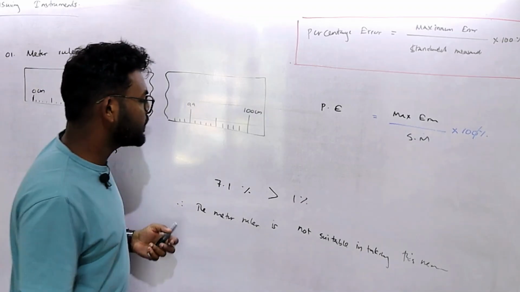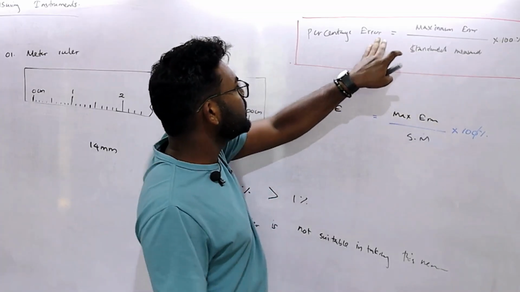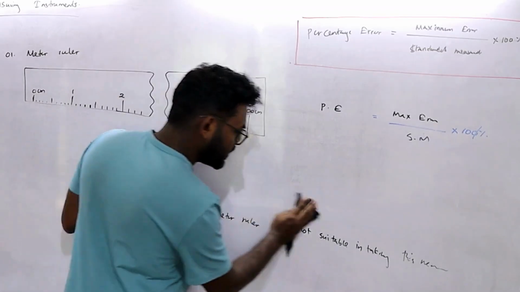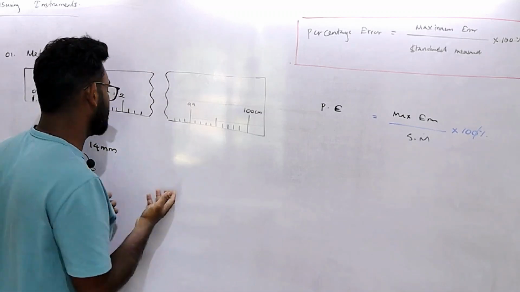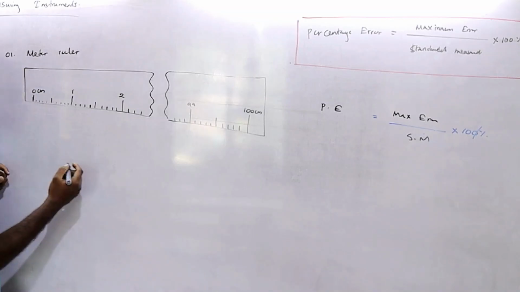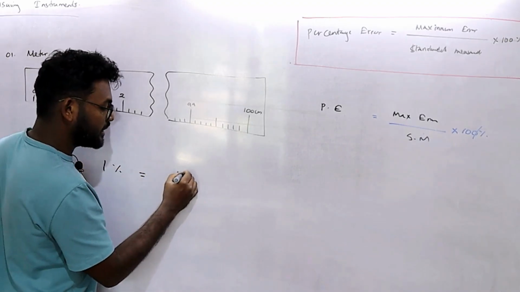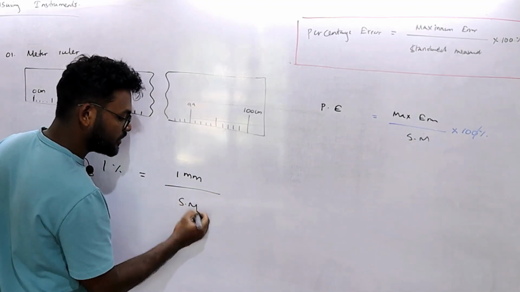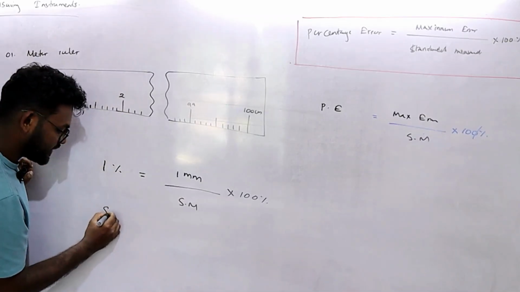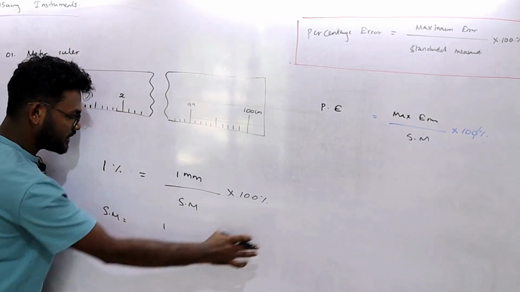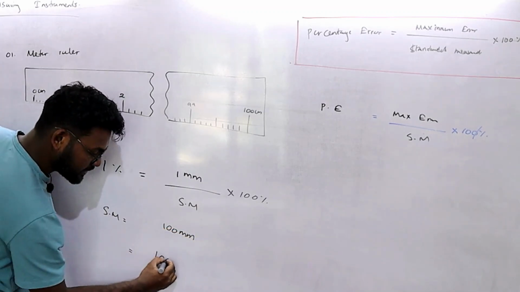Now let's think about this. If you are using the meter ruler, then what is the standard measurement that we are supposed to have for the percentage error to be 1%? Now we know that we need to have the percentage error lesser than 1% to make that measuring instrument accurate or suitable. So if we are using the meter ruler, the percentage error has to be 1%, and the maximum error will be 1 millimeter. Let's say the standard measurement will be SM into 100%. I can cross multiply this to the other side, and SM, the standard measurement, is going to be 1 millimeter into 100, which is 100 millimeters, around 10 centimeters.